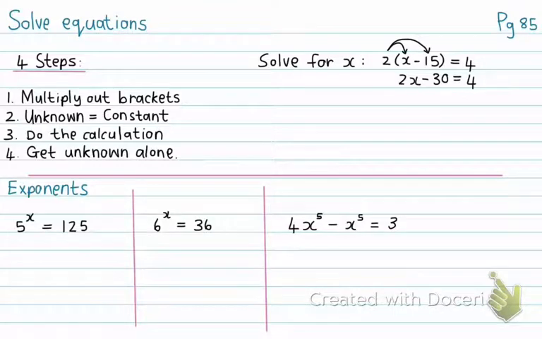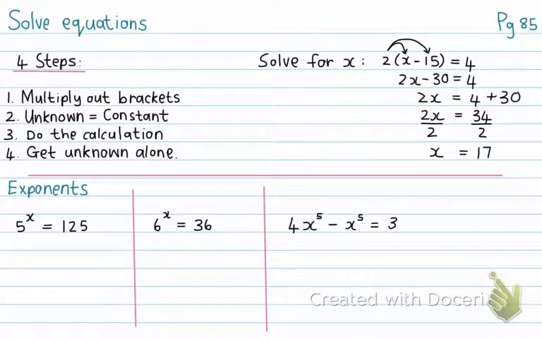Alright, so I'm going to keep the 2x on the left hand side, then I'm going to take the negative 30 to the right hand side, and it will become a positive 30. Now step number 3 says do the calculation. What I mean by that is this 4 plus the 30 I can calculate or just simplify, which is then 34. And then the last step says get the unknown alone, or get the variable alone. So I have to divide by 2 on both sides to get rid of that 2 so that I have x alone. And 34 divided by 2 is then 17.